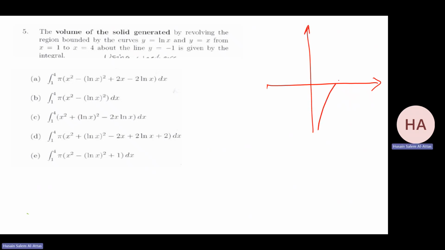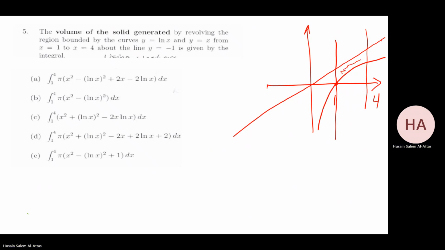This is ln x. And this is y equal x. And this is at x equal 1, because I know ln 1 is 0. So this is x equal 1. And this is x equal 4 somewhere here. So we are talking about which region? We're talking about this region. This is my region.